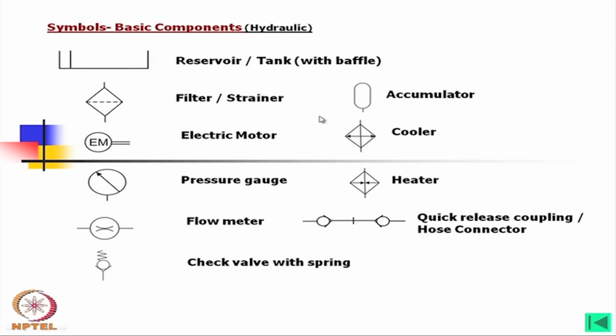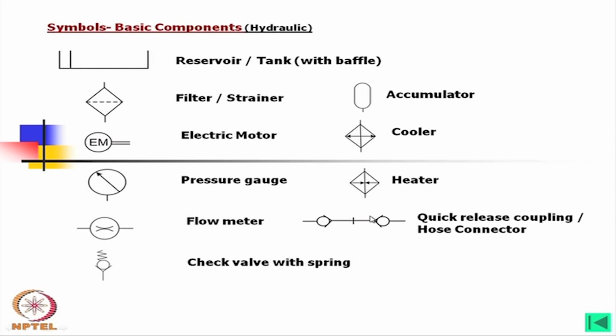Accumulator means you can store energy here, we will learn it separately in a lecture. Then this is cooler and this is heater. These symbols are more or less same, but as you see this arrow is outside, means heat is going out. So, this is cooler, and in this case heat is going in. So, this is heater, and also sometimes this symbol is used.